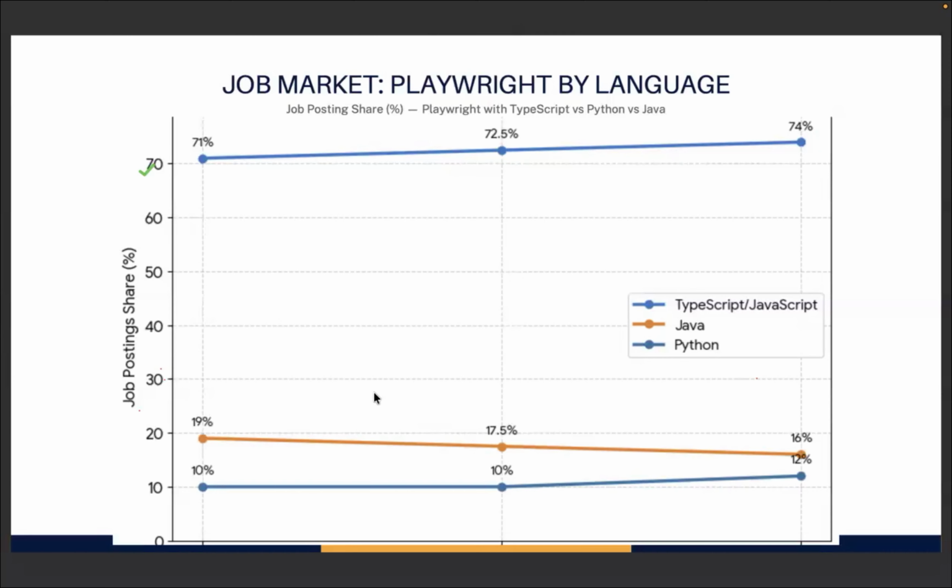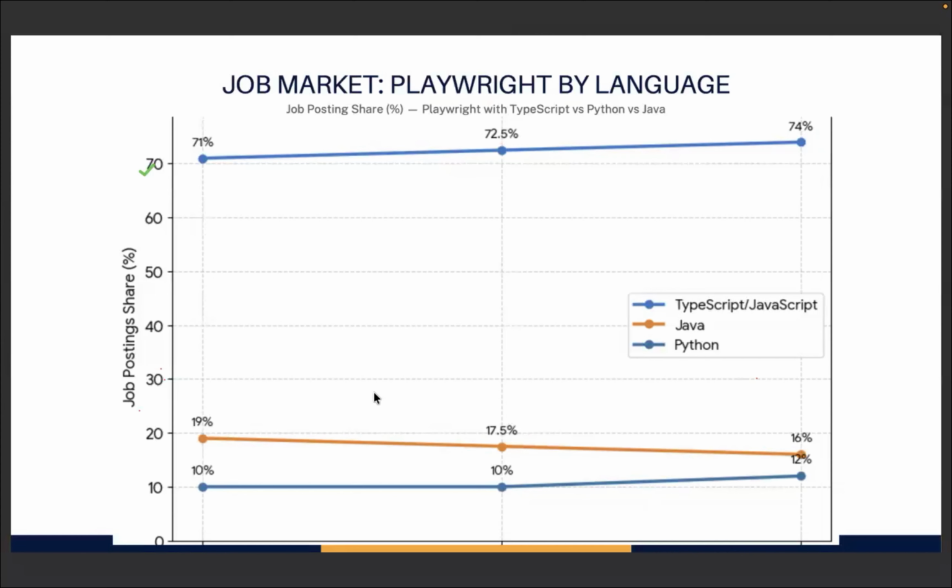Look at the first one, the blue one, which is PlayWright with TypeScript and JavaScript. The other one is PlayWright with Java and Python. Look at where PlayWright with TypeScript is placed. Nearly 74% of the jobs with PlayWright are with which language combination? The TypeScript combination, PlayWright with TypeScript.